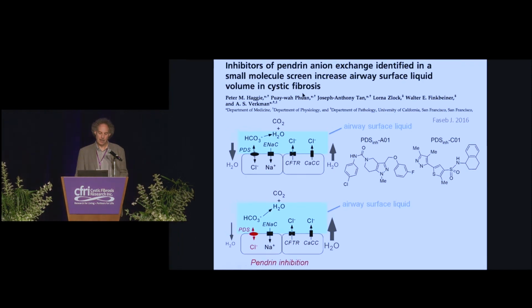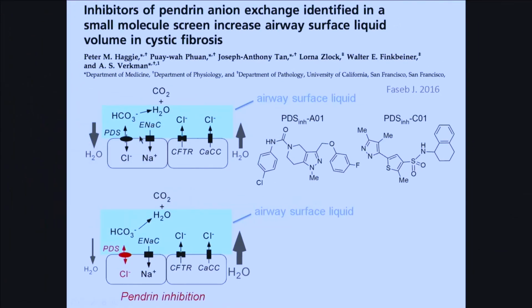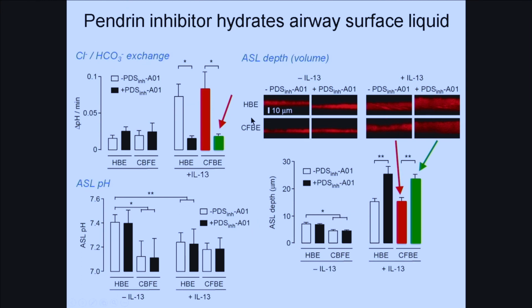One is pendrin. Pendrin is a chloride-bicarbonate exchanger expressed in the inflamed airways. By inhibiting the uptake of chloride, just like by inhibiting the uptake of sodium, one could in principle increase this fluid layer. So we did a high-throughput screen, identified compounds, and found compounds that inhibited pendrin very well, as shown by the red and green bars here on the left, and that increased the ASL depth. And we're currently looking for partners to move this asset forward.